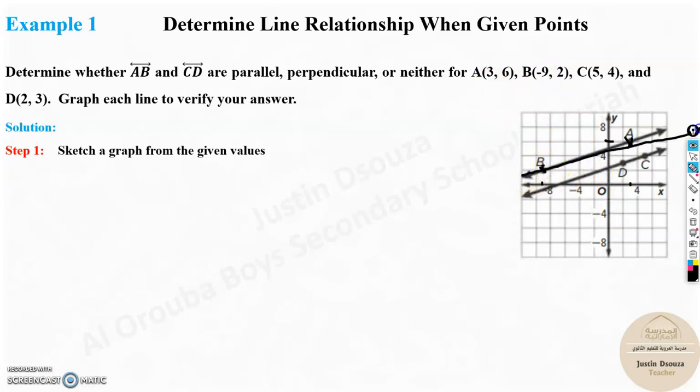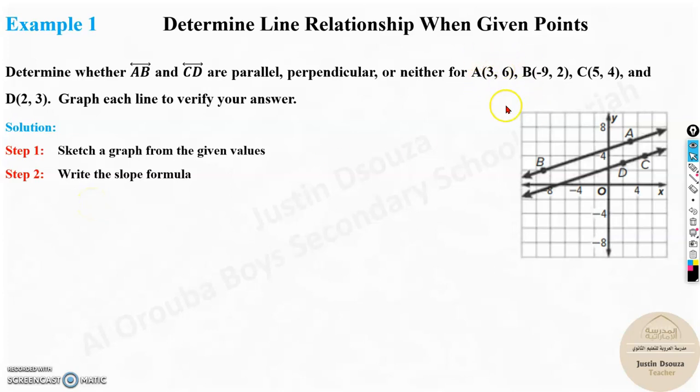And then draw a straight line between those 2 points. Same way for C. C is 5, that is somewhere over here, and 4, so this is the point. And D is 2 and 3, that is over here. Draw a straight line. You will get the two lines. So looking at this, you can tell it cannot be perpendicular. It should be parallel or not parallel. So you can eliminate perpendicular completely. Now let us see how exactly we find it.